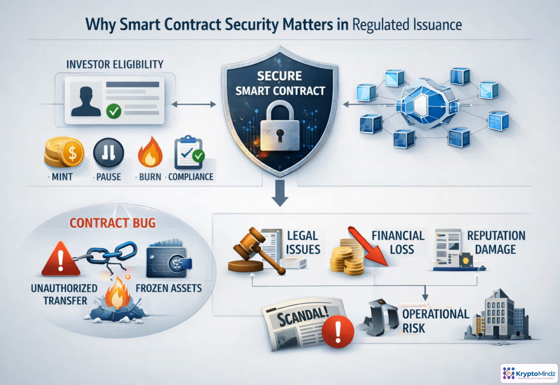In regulated issuance, a smart contract is more than code. It acts as an automated control gate. If that gate fails, tokens may move incorrectly, assets may freeze, and compliance evidence may break.